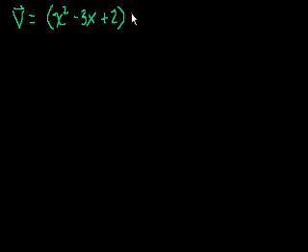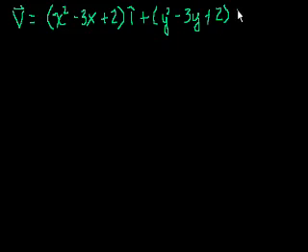Now let's do a slightly fancier example, and then we'll try to analyze the vector field, and hopefully this will make everything a little bit more tangible. So let's say that the velocity of the fluid or the particles in the fluid at any given point in the xy plane is x squared minus 3x plus 2 in the x direction, plus y squared minus 3y plus 2 in the y direction. Make it simple so that we only have one thing to factor.